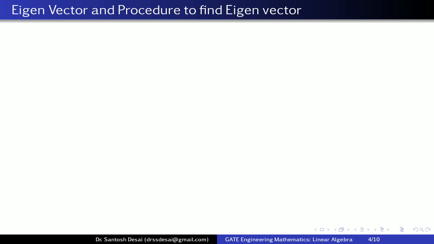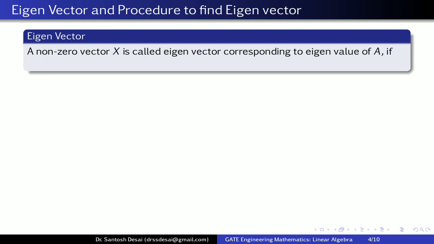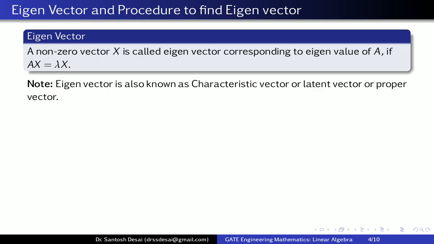Now consider the eigenvector and the procedure to find the eigenvector. A non-zero vector x is called an eigenvector corresponding to eigenvalue lambda of A if Ax is equal to lambda x. So any non-zero vector satisfying this condition is said to be an eigenvector corresponding to eigenvalue lambda. This eigenvector is also called a characteristic vector or latent vector or proper vector.